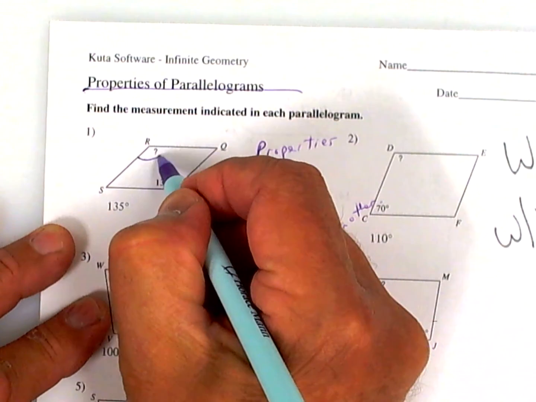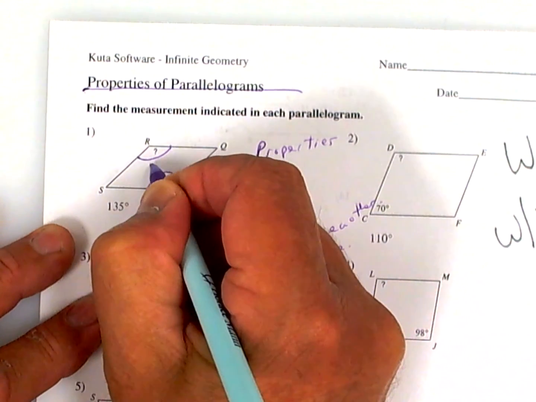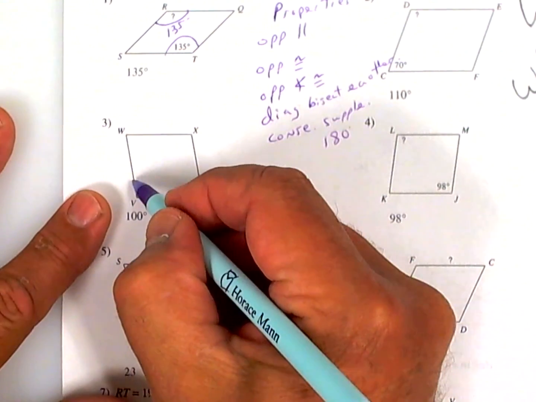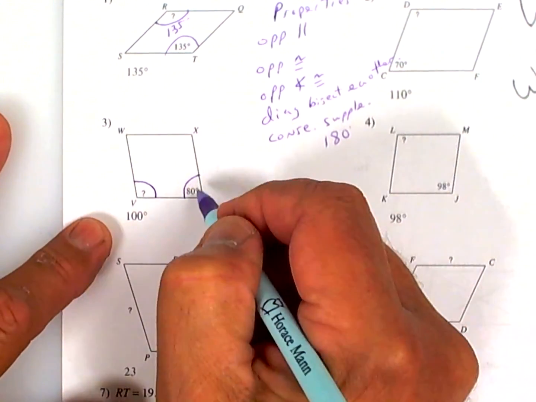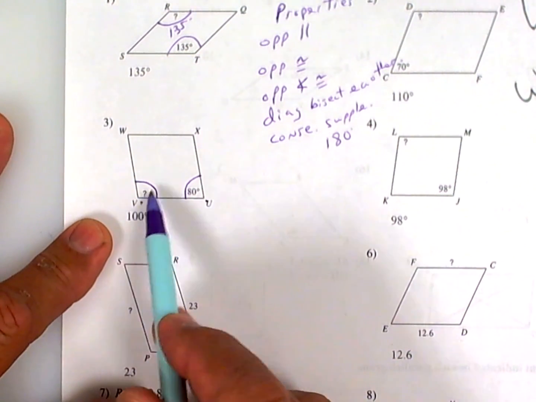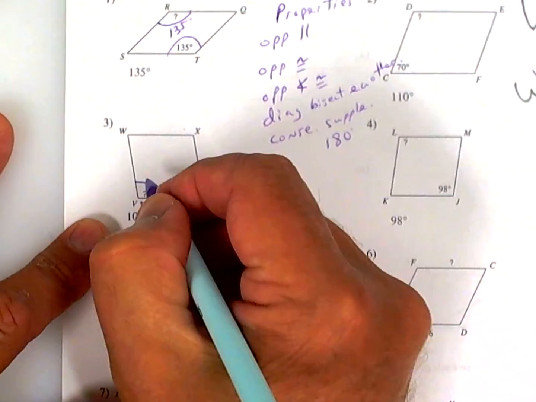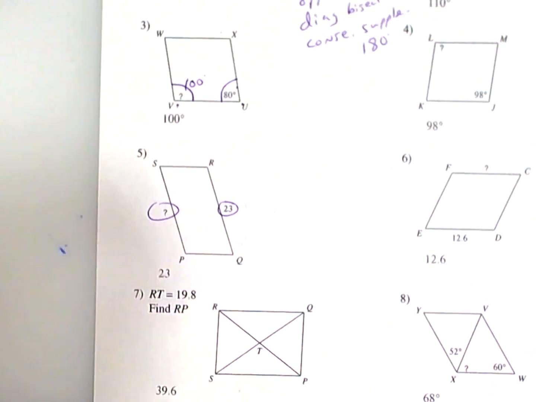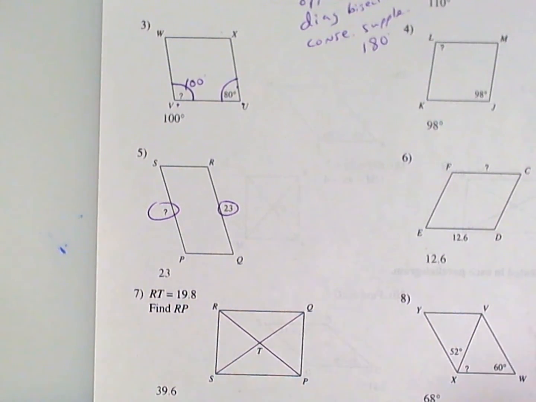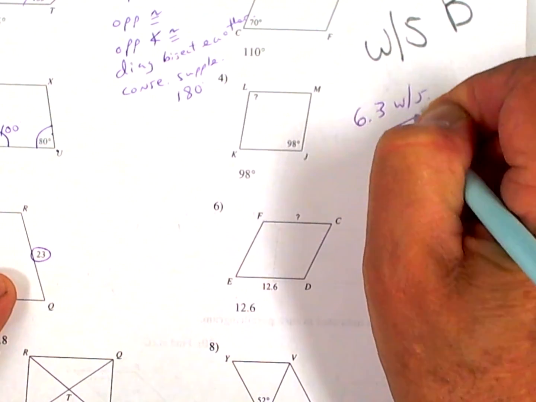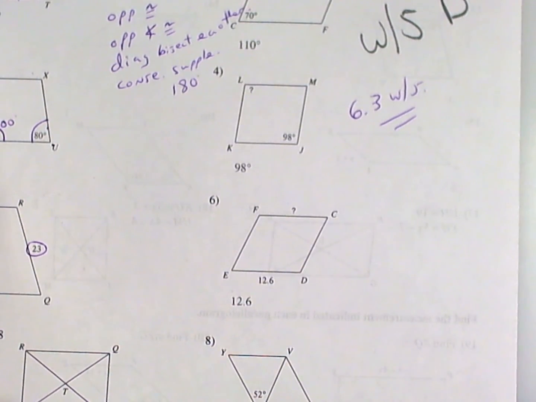So this angle and this angle are equal, so put 135. There's really no work for that one, okay? These are called consecutive angles, so they have to add up to 180. Consecutive means in order, like from here to here. You don't skip. So this one would have to be 100 degrees, okay? If this side is 23, this side is 23. Now, when you finish this worksheet, I want you to start 6.3 in the workbook. Just start it, okay? So that's going to give you something to do there.